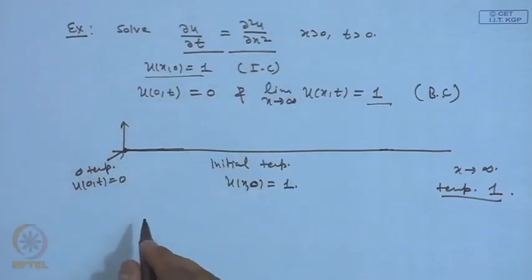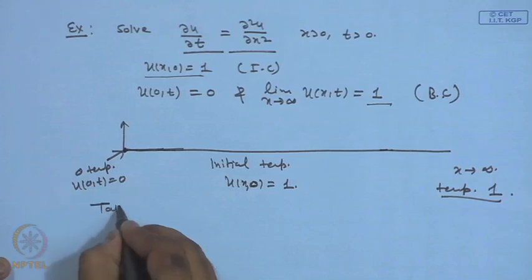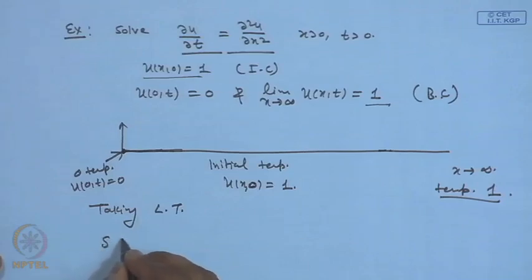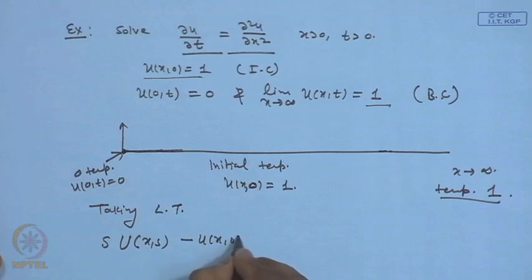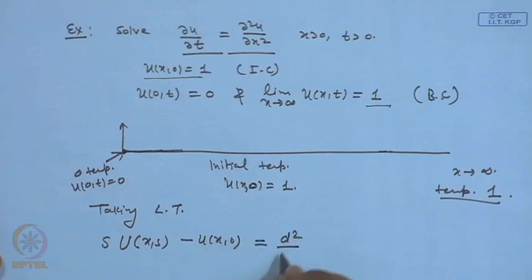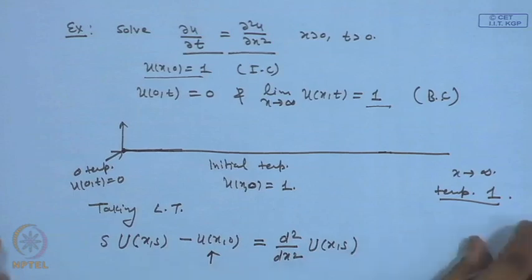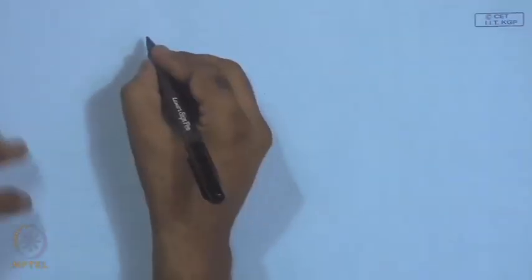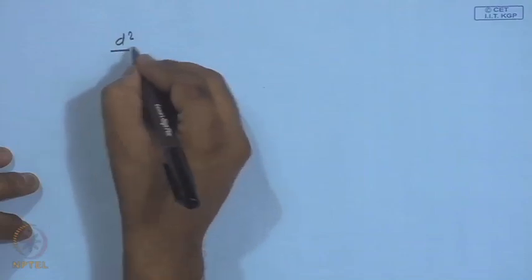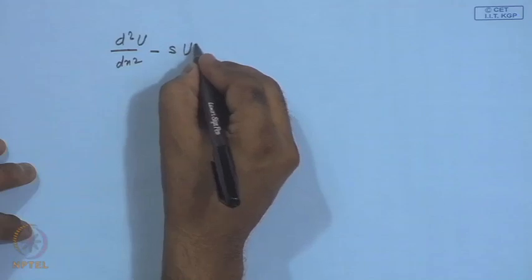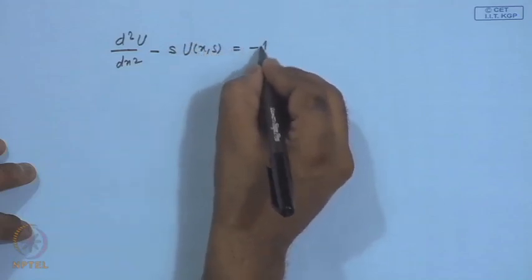So, we take the Laplace transform. Taking the Laplace transform on both sides, what we get. So, we have s times the Laplace transform of u, which we denote by u(x, s), minus u(x, 0), and the right hand side d2 over dx square of u(x, s), and this is given. So, u(x, 0) is 1. So, what we have is this differential equation d2u over dx square minus s u(x, s) is minus 1.